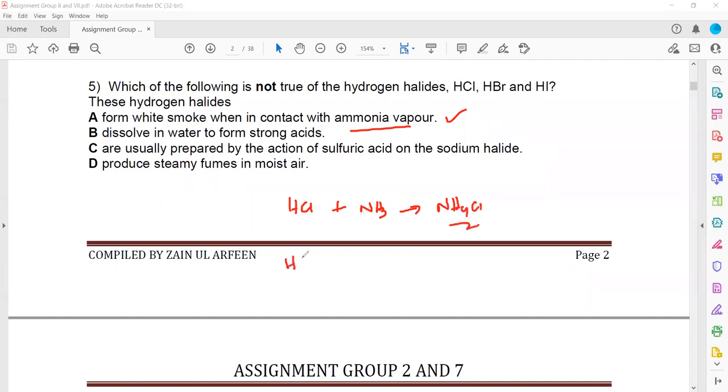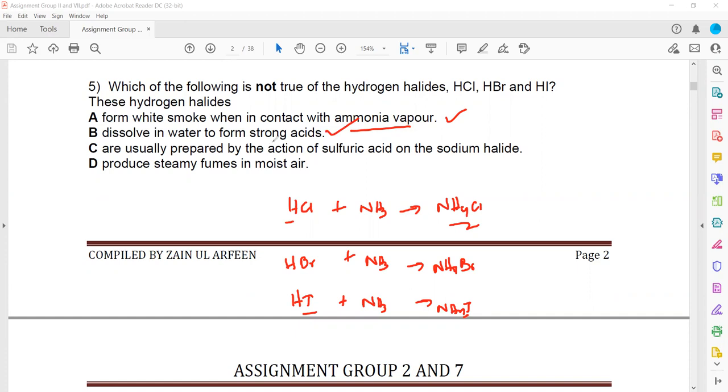If hydrogen bromide reacts with ammonia, it will produce ammonium bromide, a dense white smoke. If hydrogen iodide reacts with ammonia, it will also produce ammonium iodide, dense white smoke. So this is valid. Dissolve in water to form strong acid. That is true, because when we add them to water, they lose their proton. So that's why they form strong acid.